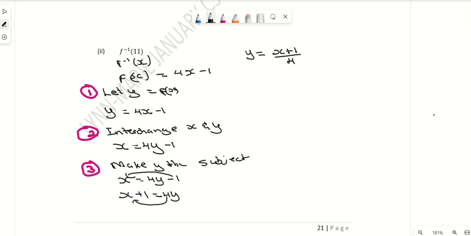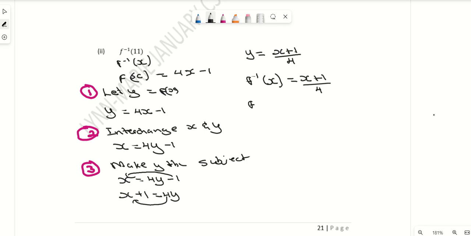And whatever we get y is equal to, that is the inverse of our function. So the inverse of f of x, or f inverse x, is equal to x plus 1 all divided by 4. Right? Now we want to find f inverse of 11.